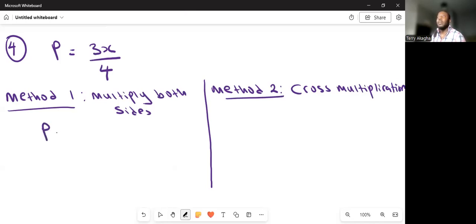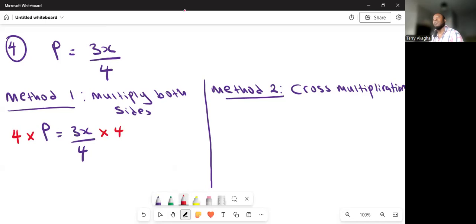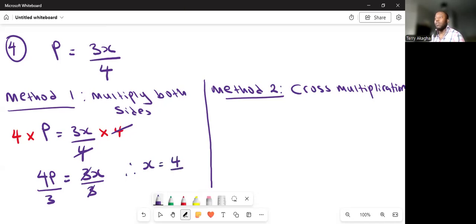So we have P is equal to 3x over 4. To get rid of this 4, we can multiply both sides by 4. Are you seeing it? We multiply both sides by 4. So 4 times P will give us 4P, which will be equal to 3x, because we cancel this 4. Now to make x the subject of the formula, we divide both sides by 3. Then we cancel this 3. So therefore, we now have x equal to 4 over 3 P. And that will be the answer for that.